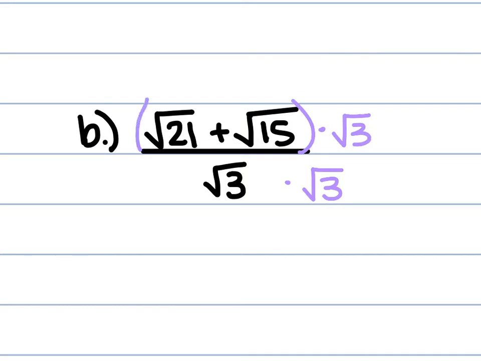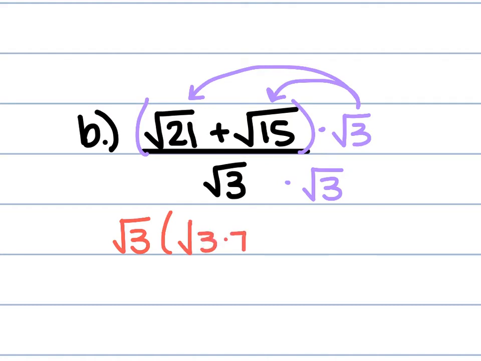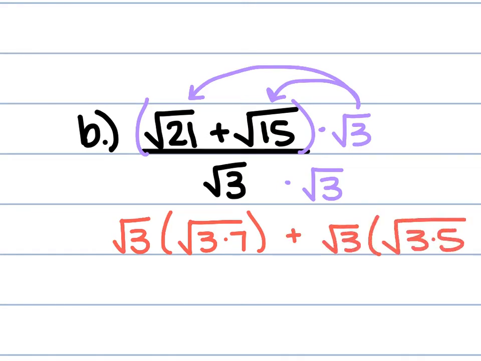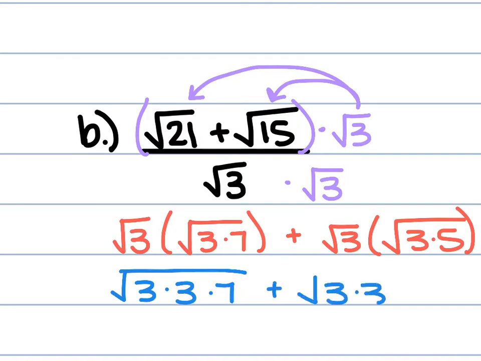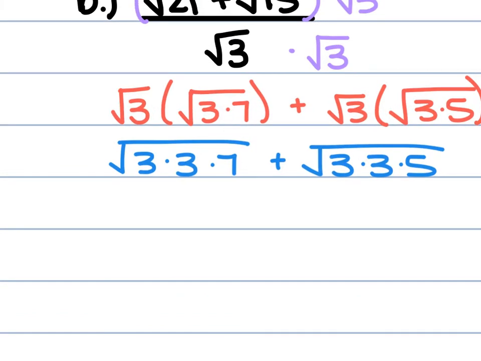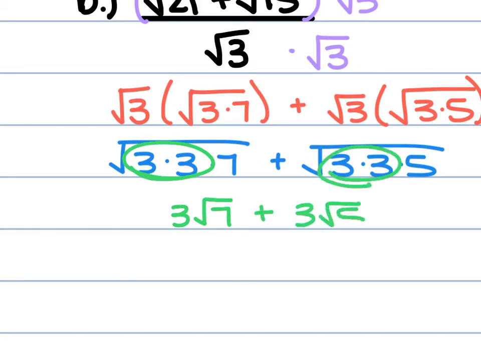When we do this, we're going to put parentheses around that numerator and distribute in the square root of 3. So again, we can rewrite this as the square root of 3 times the square root of 3 times 7. So that way we have the prime factorization of that 21 there, plus the square root of 3 times the square root of 3 times 5. This is going to end up as the square root of 3 times 3 times 7 plus the square root of 3 times 3 times 5. We're looking for groups of 2. We have 2 here, so it's going to be 3 square root 7, plus we have another set of 2 there, 3 square root 5.